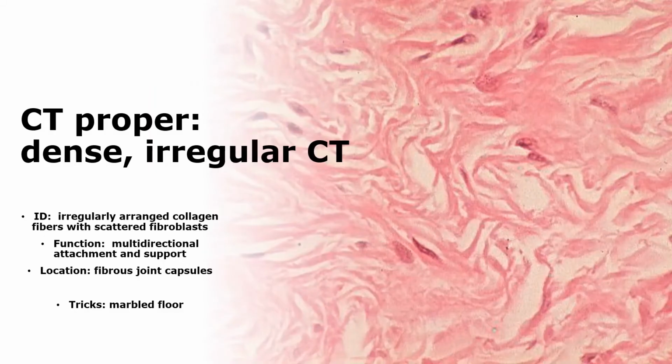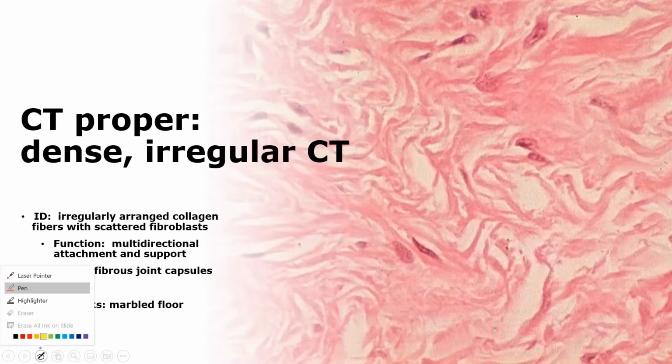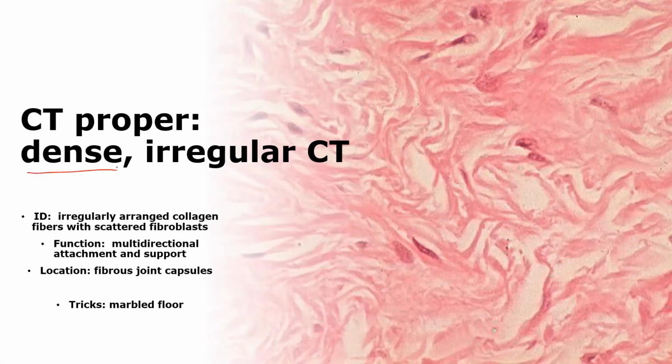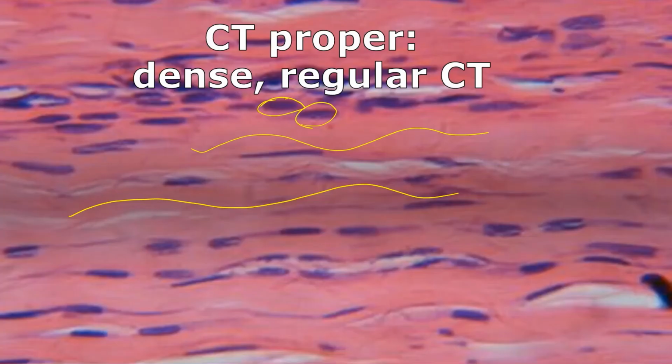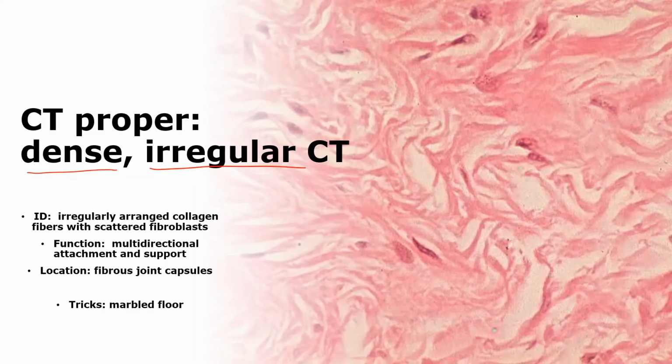Okay, so this one's different all of a sudden. I see now that we are in dense still, so we should have lots of tightly packed collagen fibers, but they're going to go in lots of different directions. So this would be dense irregular. Let's just flip back again. There's regular, there's regular, there's irregular, right? To me, it looks like a marbled floor. So irregularly arranged collagen fibers. Still, we can see the scattered fibroblast nuclei. Here's one here, here's one here.